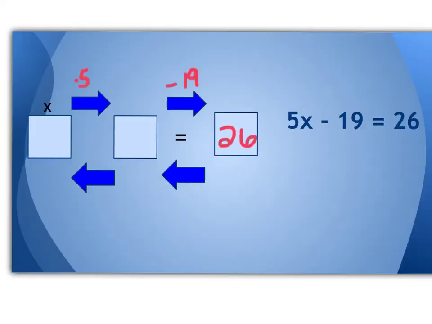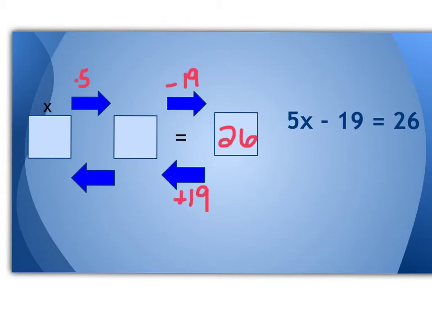On a slightly more difficult problem, now we have more than one step we're doing. We have 5x minus 19 equals 26, which when we wrote it with the boxes, we wrote x times 5 is what we would do first, order of operations, and then we would subtract 19 to get 26. Well, let's undo that again. So instead of subtracting 19, we would add 19.